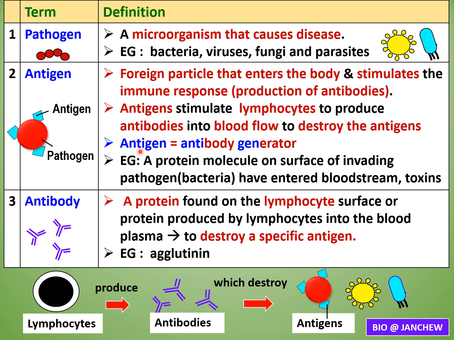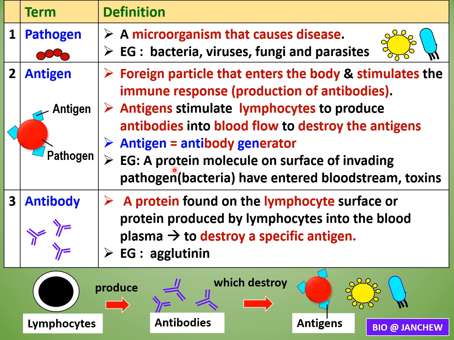Thus, we can look at this term antigen as meaning antibody generator. Anti for antibody and GN for generator. So when an antigen enters the body, the lymphocytes will start to produce or generate the antibodies to destroy the antigens. Lymphocytes are actually white blood cells, as seen here. Special white blood cells that can produce antibodies. They have a big round nucleus in the center of the cell.